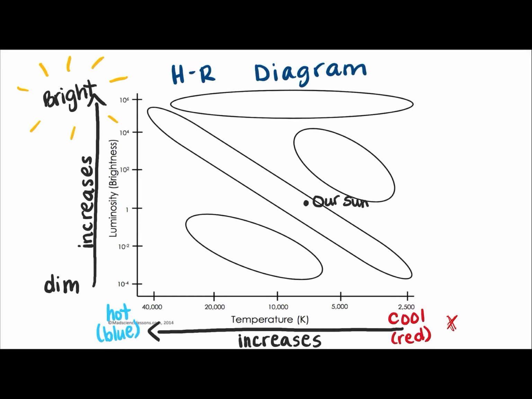And so that's kind of the key focus on this one: just be aware of the temperature. So that means that on the right side of the HR diagram, that's where you're going to have the cooler stars. And then as you move to the left, they get hotter.